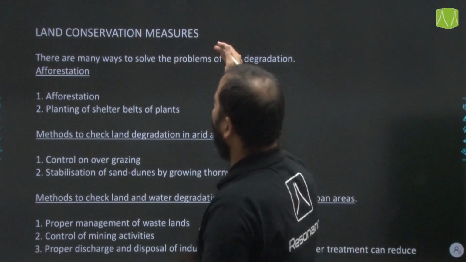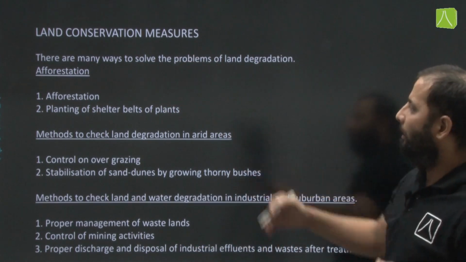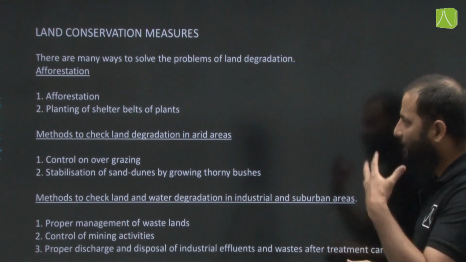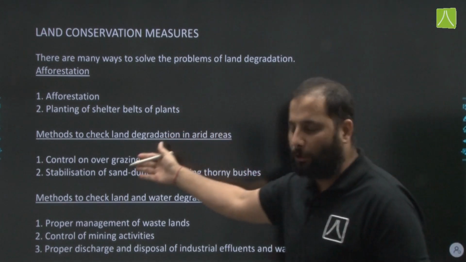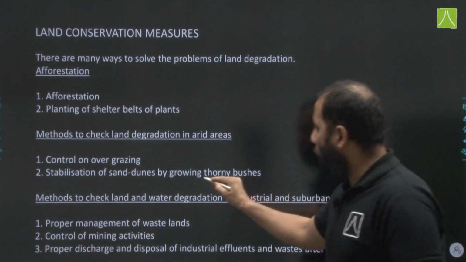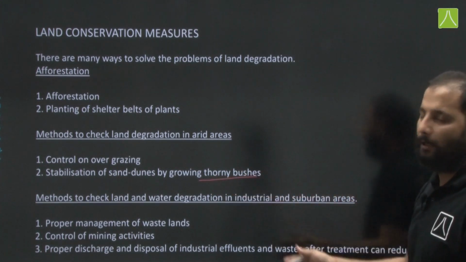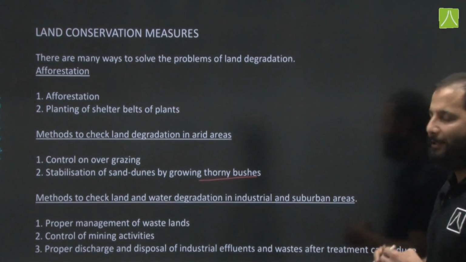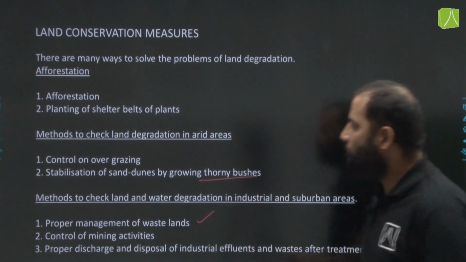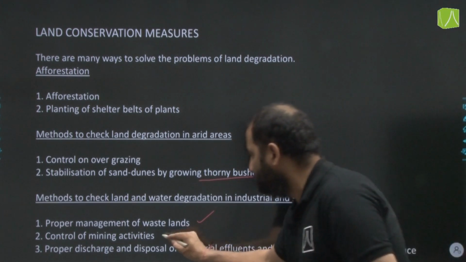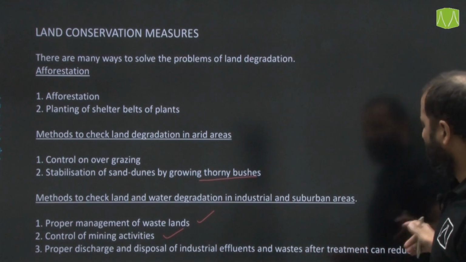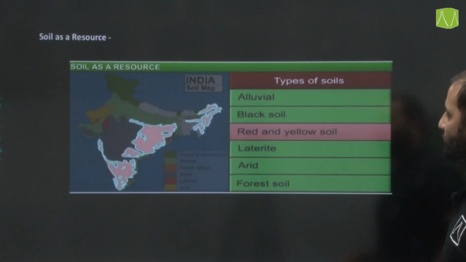So, land conservation measures: first is afforestation and planting of shelter belts of plants, a method to check land degradation in arid areas; control on overgrazing; stabilization of sand dunes by again growing thorny bushes; methods to check land and water degradation in industrial and suburban areas; proper management of wastelands; control on mining activities; and finally proper discharge of waste materials can help in reducing land degradation.